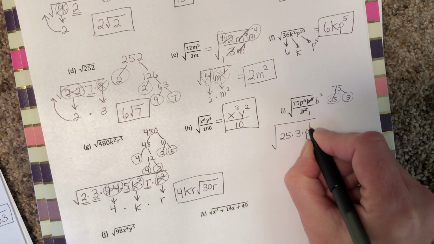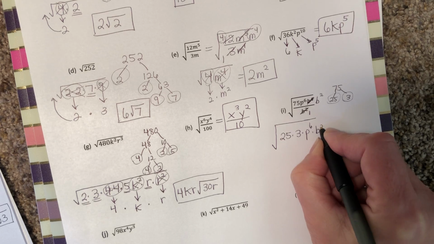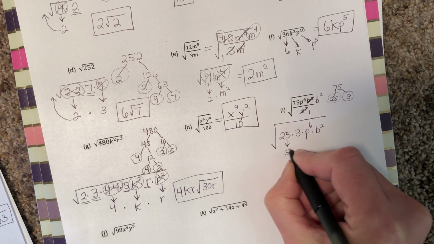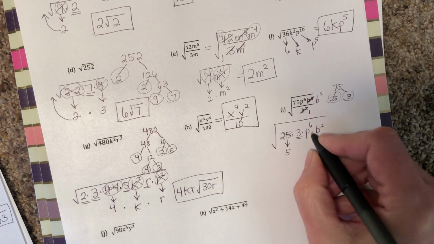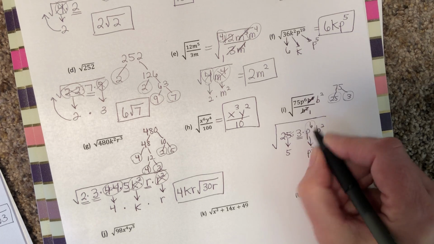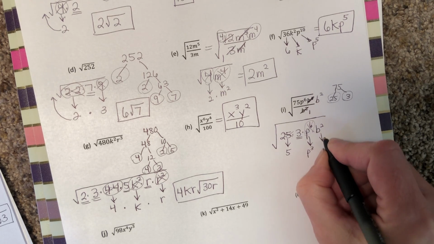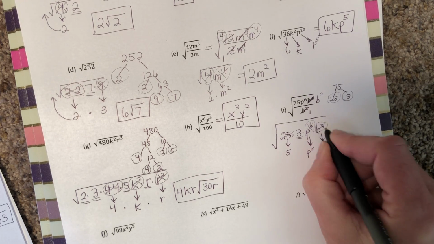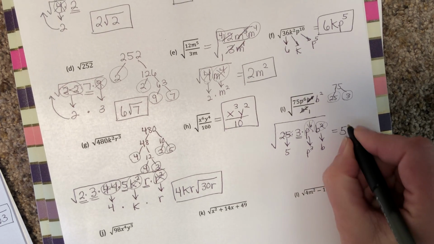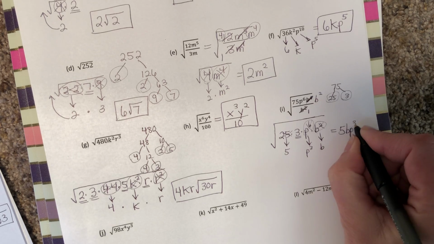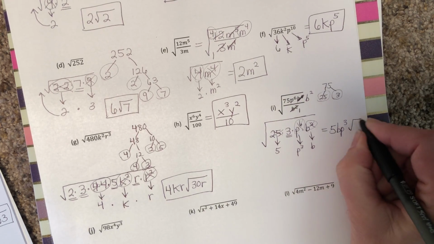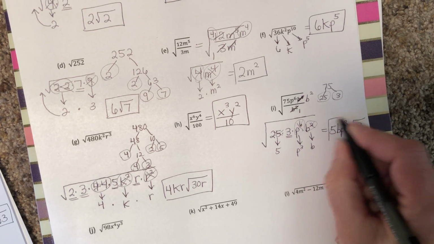times a p to the 6 times a b squared now, still under the root. So I can pull out a 5 from this guy. 3 is stuck. I can pull out a p to the third from the p to the 6. I can pull out a b from the b squared. So I end up with 5b p to the third, order doesn't really matter, but this is alphabetical, times the square root of 3.